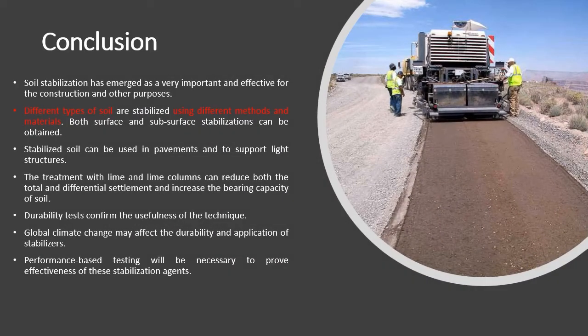In conclusion, soil stabilization has emerged as a very important and effective technique for construction and other purposes. Types of soil are different, therefore, it uses different methods and materials for stabilization. Both surface and subsurface stabilization can be obtained. Stabilized soil can be used in pavement and to support light structure. The treatment with lime and lime columns can reduce both the total and differential settlement and increase the bearing capacity of soil.